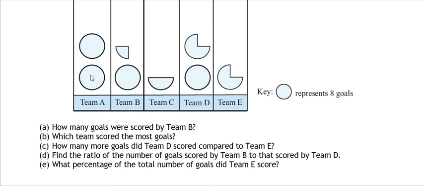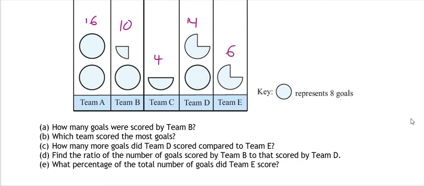Let's see here, team A, you have 2 complete circles. So 8 plus 8, I will write down 16. And then next one here, you have 8 plus 2. So 8 plus 2 is 10. And then team C has half of the picture. So half of 8 is 4. Next one here, you have 8 goals plus 2 plus 2 plus 2, because 3 out of 4 of 8 will be 6. So here 8 plus 6 will be 14. And last but not least here, 2, 4, 6. So you have 6 goals from team E.